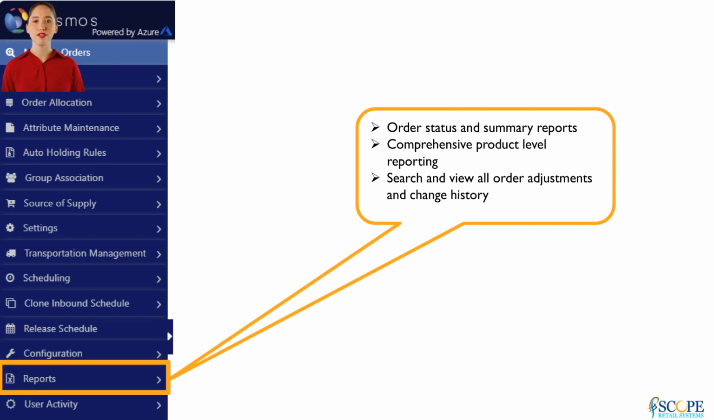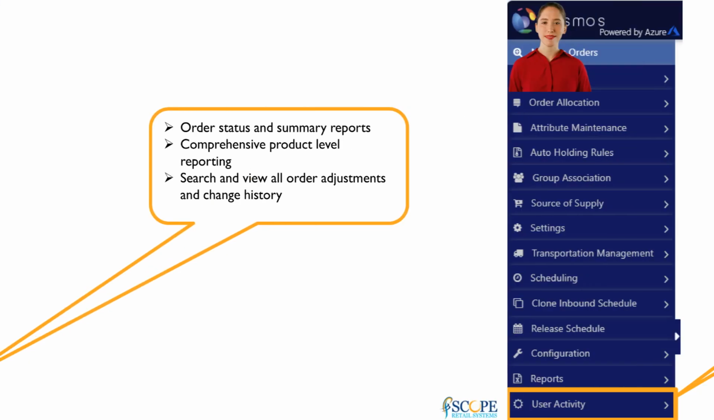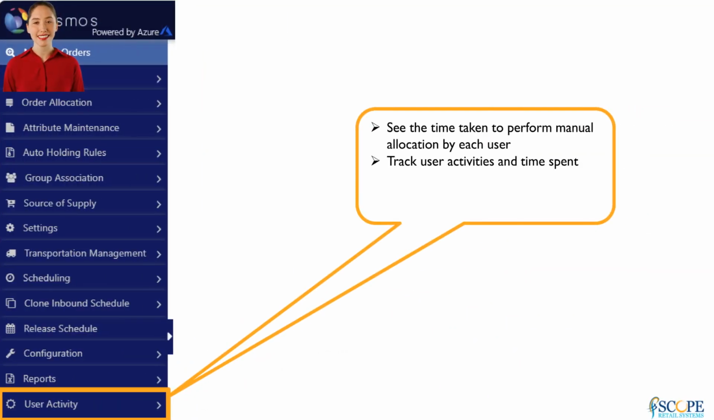Search, filter, and download various reports. You can see reports at order and product levels. Last but not least, a user activity monitoring feature is useful for system support.